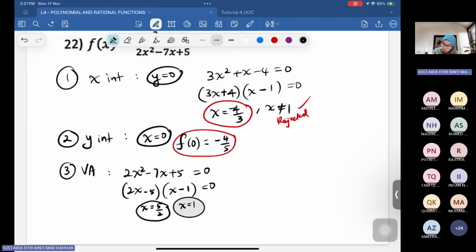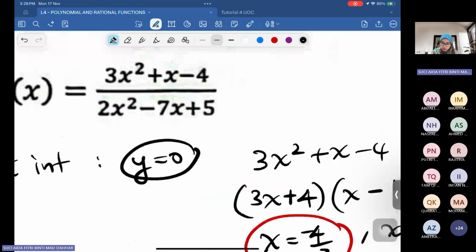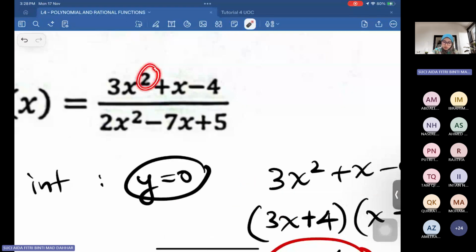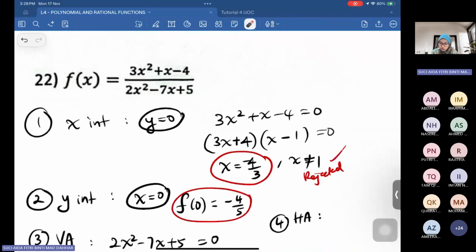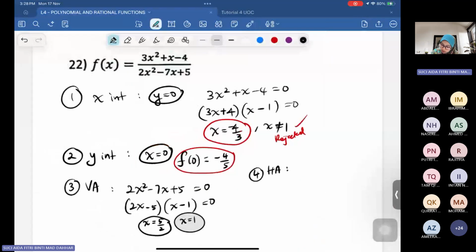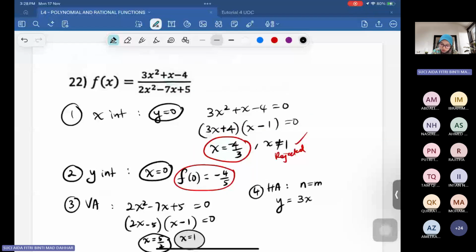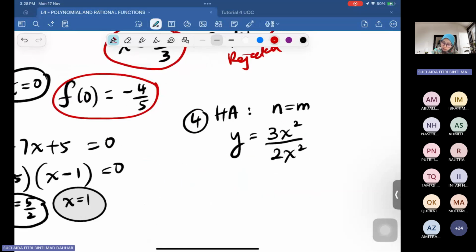Okay, step number 4, let's get the horizontal asymptote. How? By checking the degree. The degree on the numerator and the degree in the denominator, they are the same. So this follows the second rule, right? When n is equal to m, how do you get y? By taking the leading coefficient on the top divided by the leading coefficient in the bottom. So when you cross out the x squared, that's how you got y equals to 3 over 2. So this is where your horizontal asymptote is.